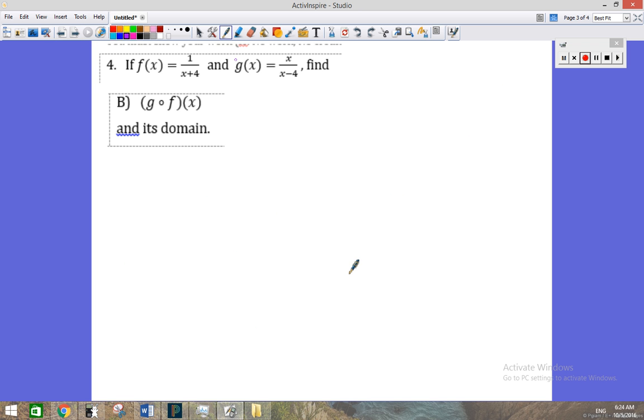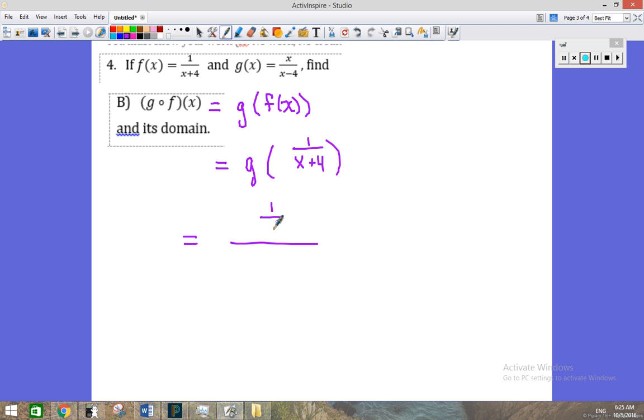Let's take a look at this one. This time the composition is the other direction. We need to find the expression for g of f of x. So again, we're going to get a complex fraction. G always takes the input no matter what it is, and it creates a fraction. In the numerator, it always takes the input. This time the input is this fraction, 1 over x plus 4. The input is the numerator. Now in the denominator, it takes the input, and then it subtracts the number 4.